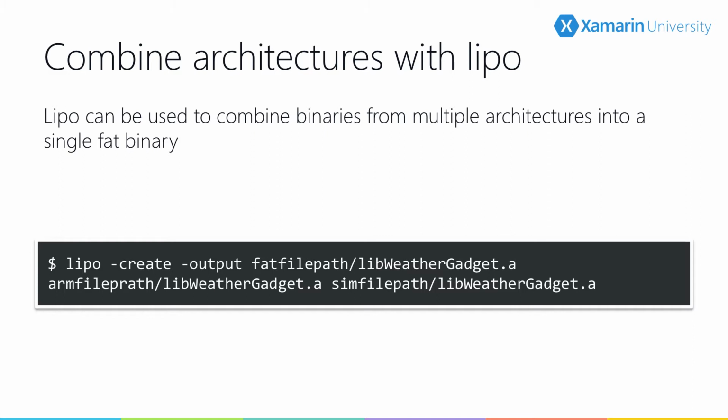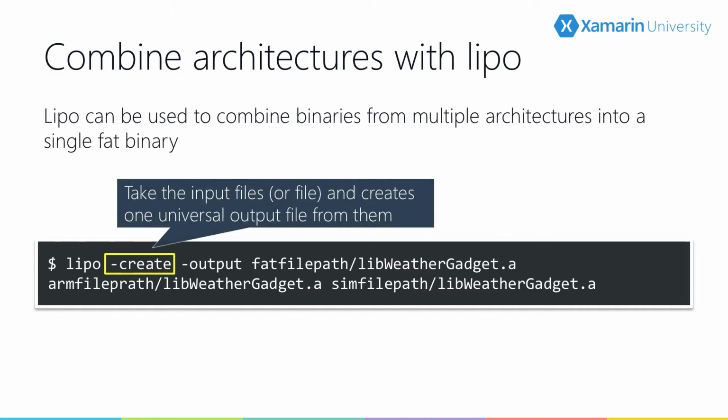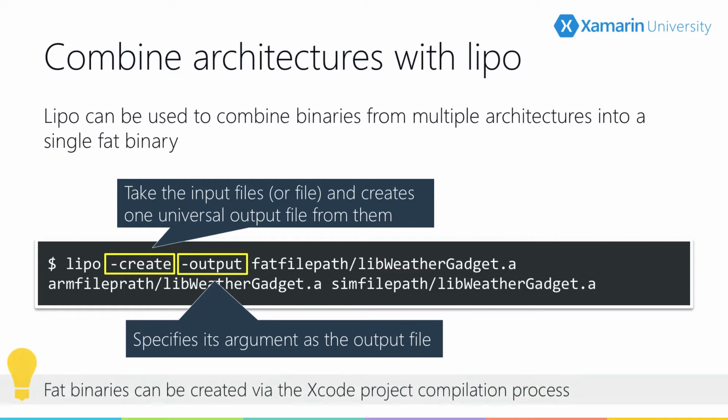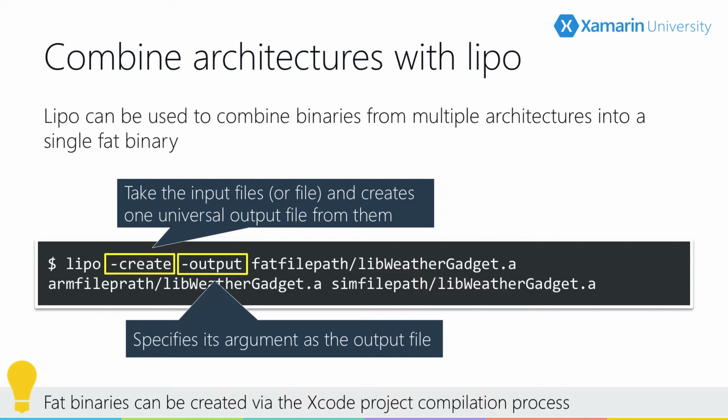The parameters for the lipo command in this scenario is -create, which is going to specify that we'll use a set of input files to generate another file. We specify this file with the -output parameter. Something to keep in mind is that you are able to create fat binaries using Xcode by adding additional build phase steps to your Xcode project.